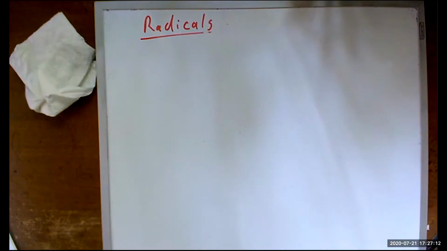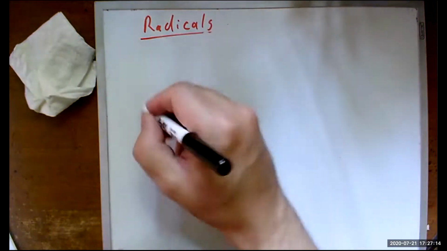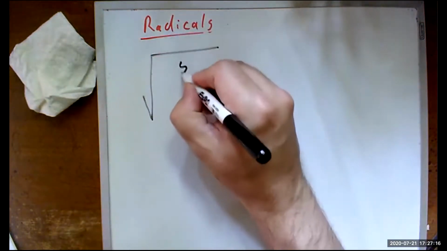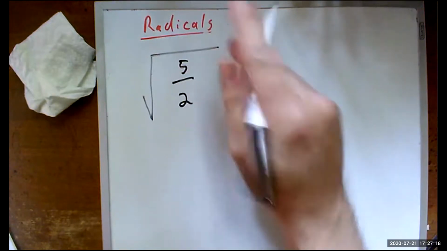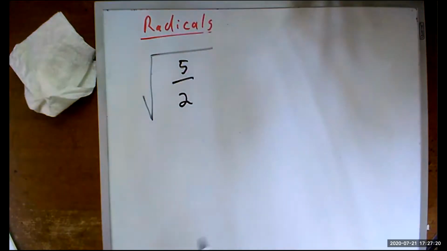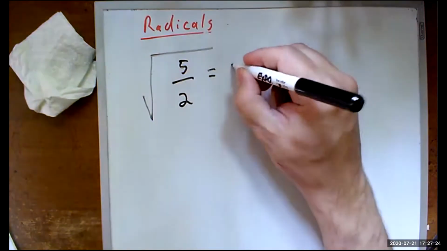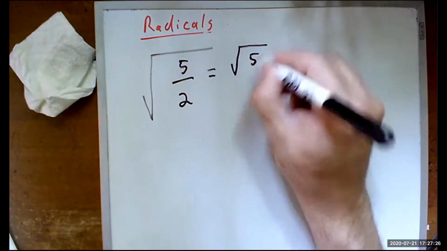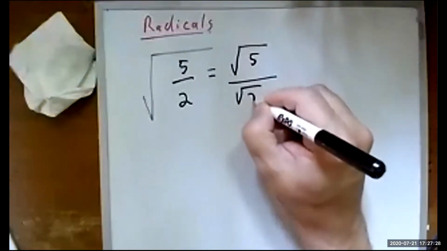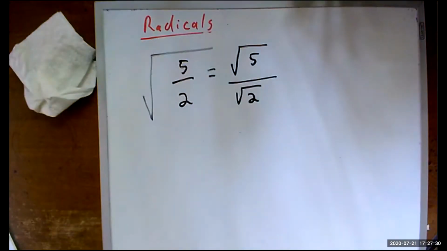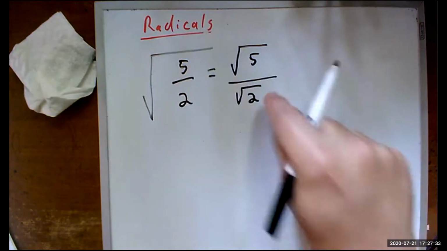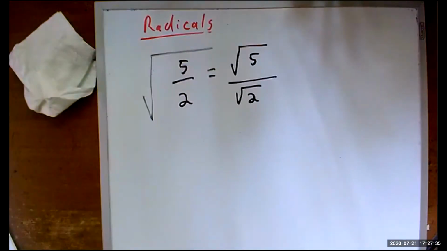What happens if we're given something like the square root of 5 over 2? Well, as we were looking at earlier, that's the same as saying the square root of 5 over the square root of 2. However, we're not allowed to have radicals in the bottom of our fractions. So I'm going to get rid of it. How do I get rid of it?